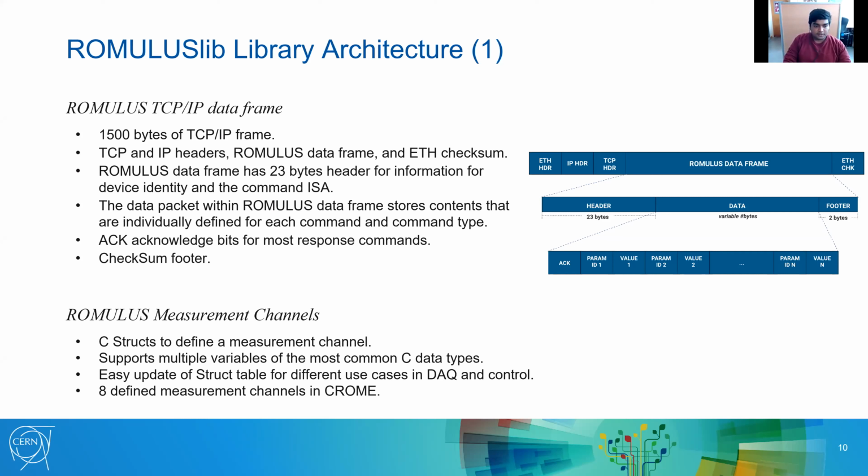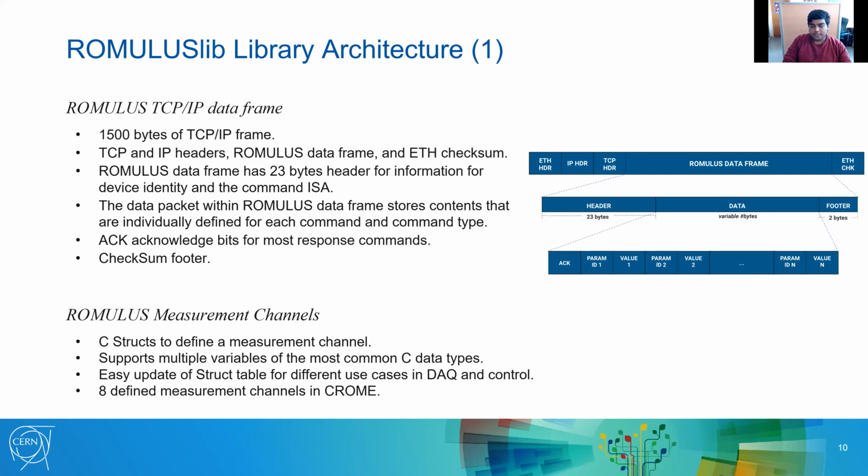So in Romulus, all the communication happens over measurement channels. These are the actual spots where the data resides that we want to communicate. This is defined through C structs. Every measurement channel is defined through C structs, and most common C data types have been employed in the library to support maximum flexibility. And this can be customized.